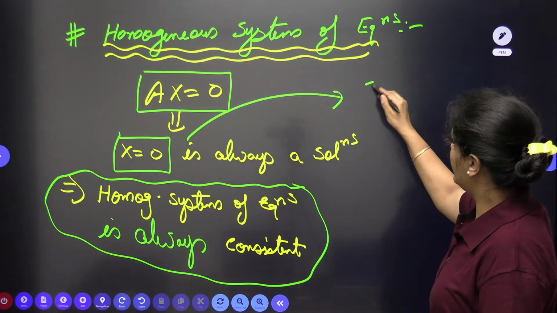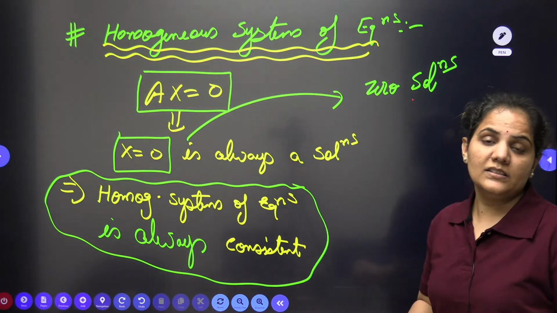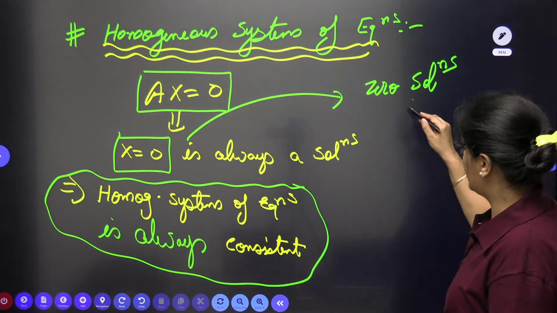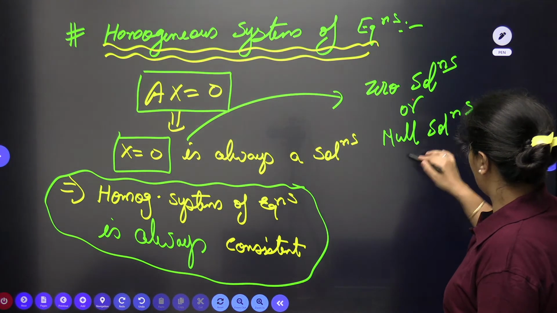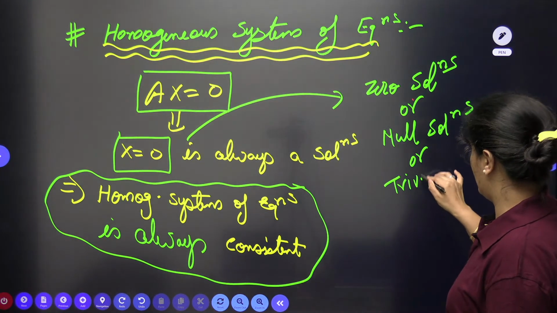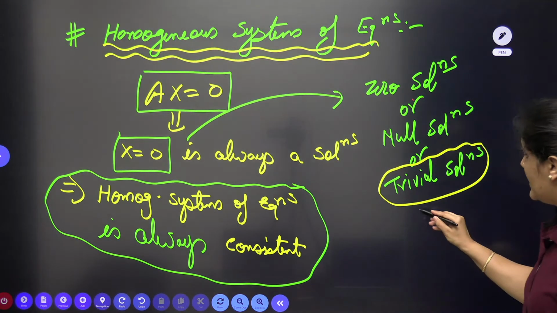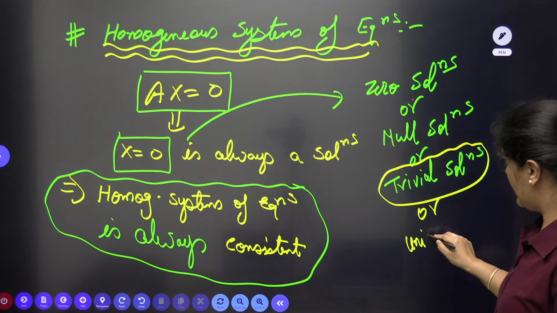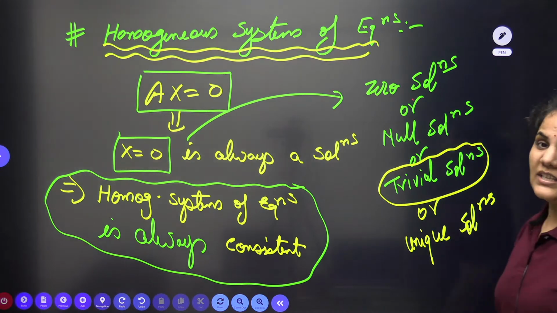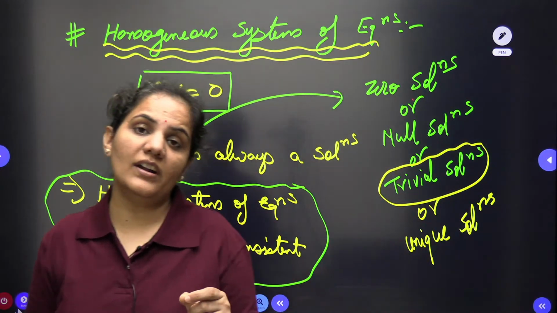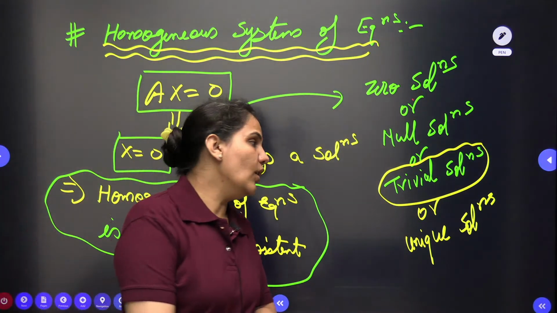This is said to be a zero solution in some books. We can say this as a null solution also. We can say this one as a trivial solution also. Zero solution, null solution, trivial solution. Even in some books you can see this as the unique solution. Sometimes it will work as a unique solution also. So this x equals 0 is called a zero solution, null solution, unique solution, or trivial solution.